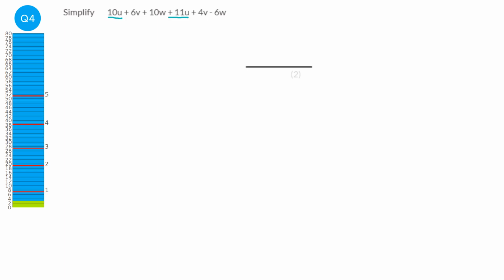This question's all about like terms, so what we can do is add this 10u with this 11u to make 21u. We can also add this 6v with this plus 4v to make 10v. We can also add this 10w to this minus 6w, so 10 take away 6 is 4w, so plus 4w. But we can't add a u term to a v term to a w term, so we have to just leave them be. So our answer is 21u plus 10v plus 4w. But we can multiply them, we just can't add or subtract them.